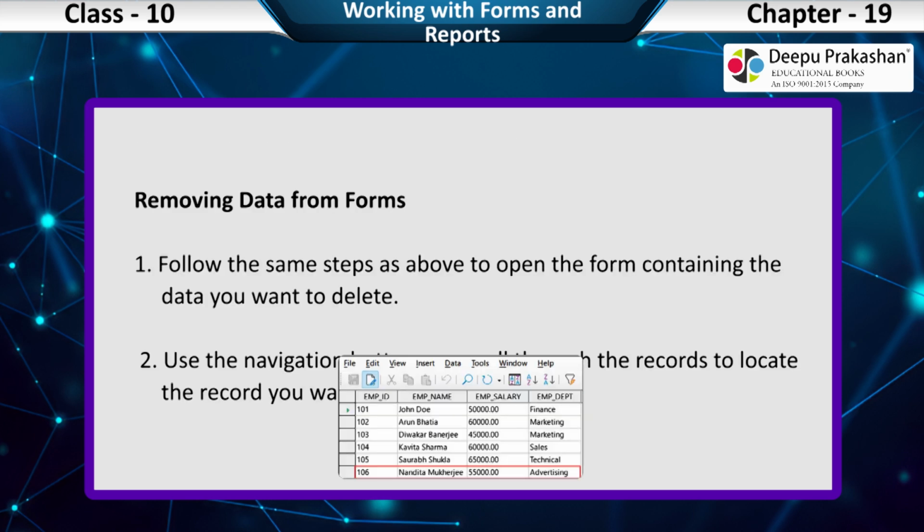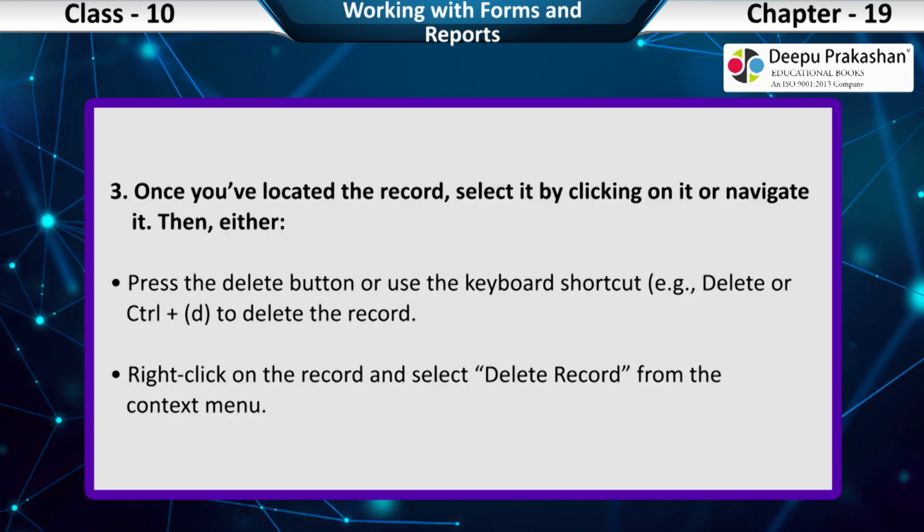Removing data from forms. 1. Follow the same steps as above to open the form containing the data you want to delete. 2. Use the navigation buttons or scroll through the records to locate the record you want to delete. 3. Once you've located the record, select it by clicking on it or navigate to it.